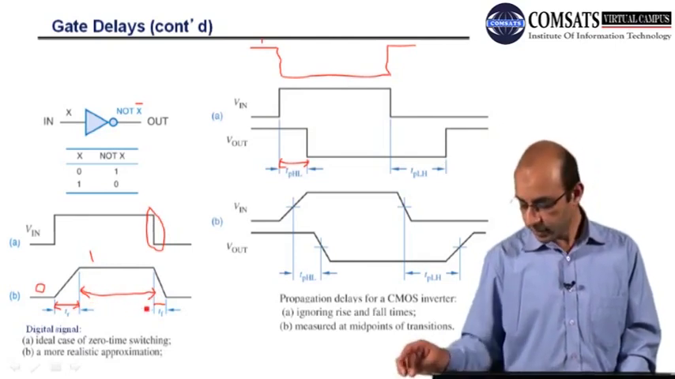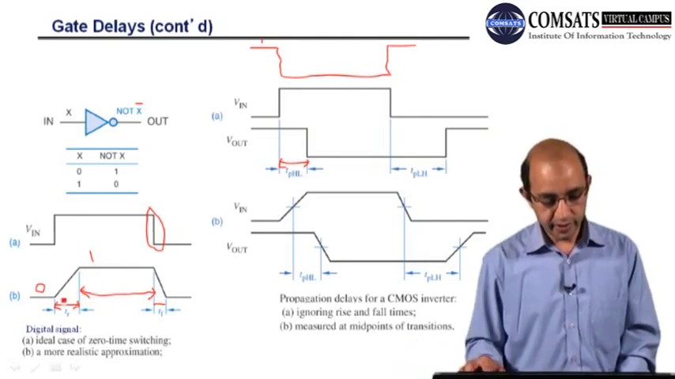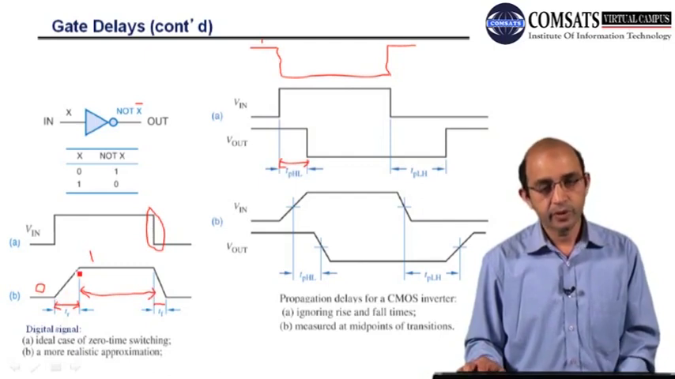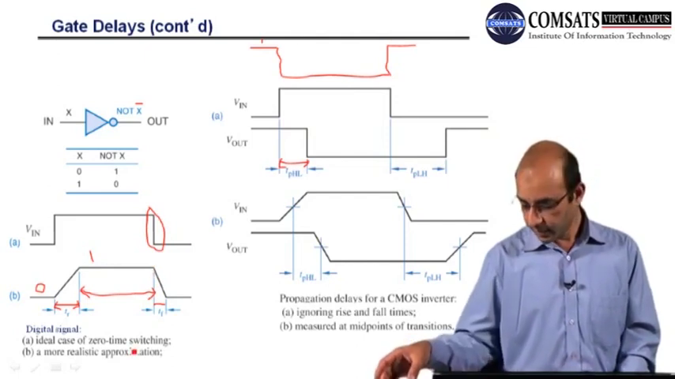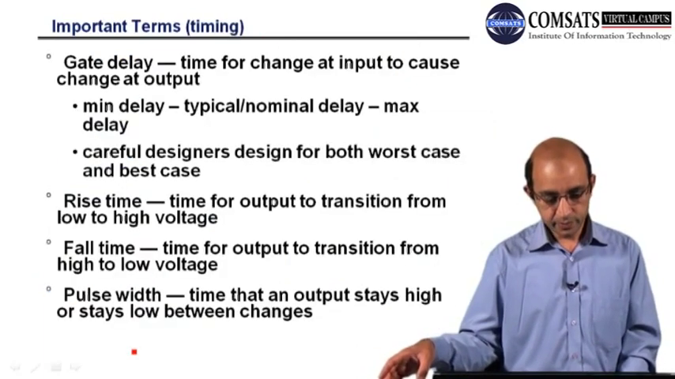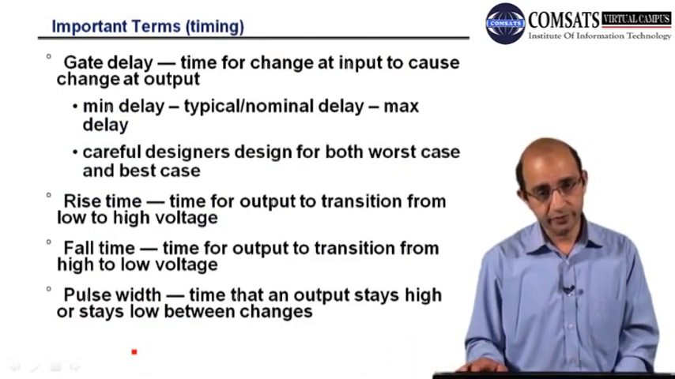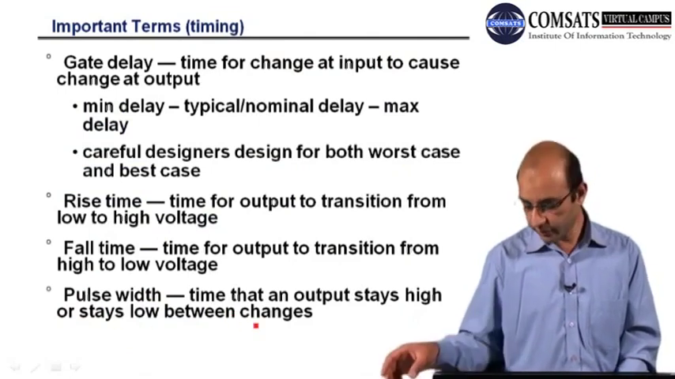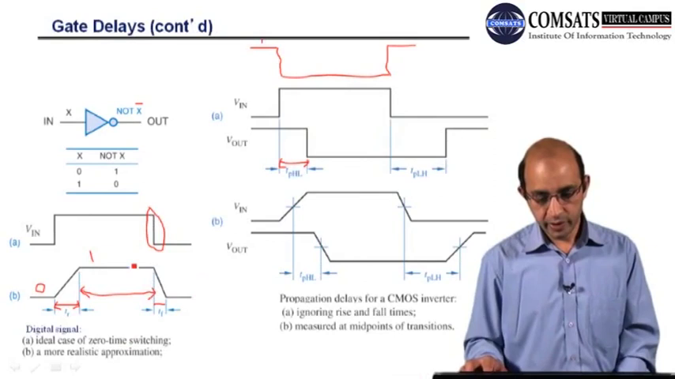This is the pulse width, the time it remains 1. Here you can see the transition from low to high, and here we also have the transition from high to low, and this is the actual pulse width during which the input remains high, or we have 1. So you can have a definition: the time that an output stays high or stays low between changes. If you talk about the low, you can also have the pulse width.